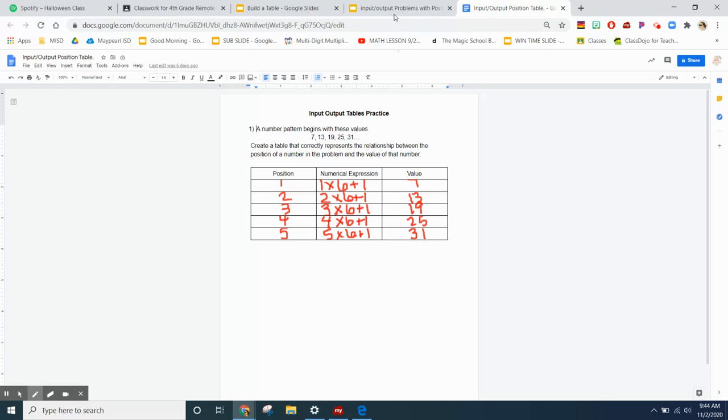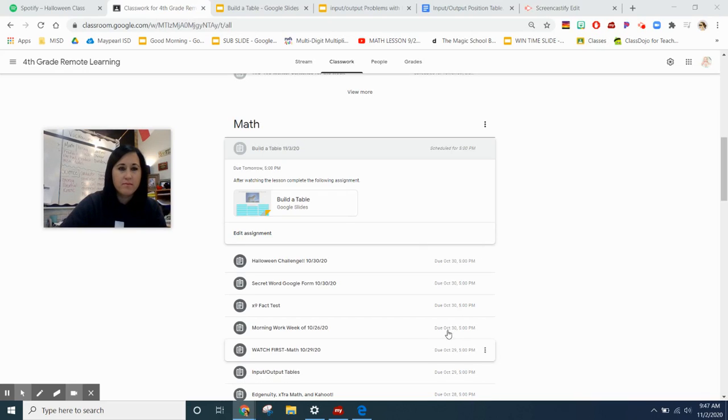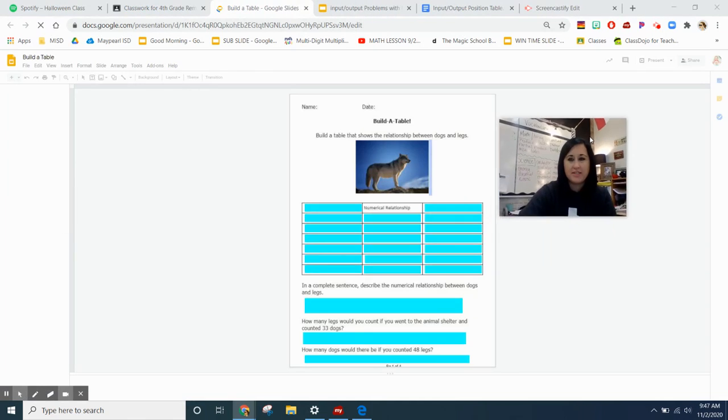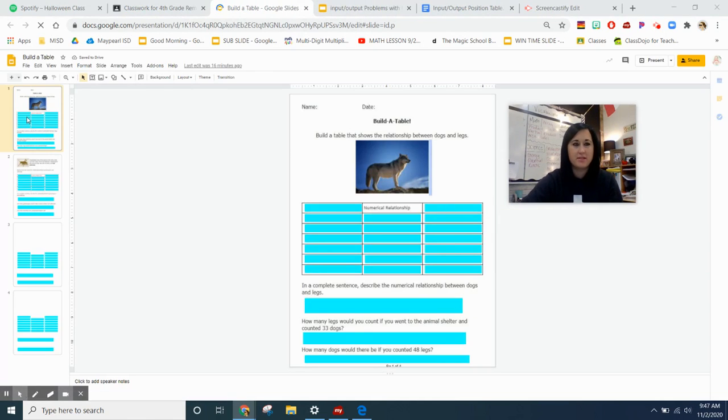Okay, now let's go over your work for today. It's going to look like this, but you're not going to have a double rule or expression to come up with. So let's talk about your work for today. It's called Build a Table. If you click on the Build a Table link, you'll open up this assignment. It's a Google Slides assignment that has each text box you're going to have to fill in information. So I'm going to walk you through a lot of this.